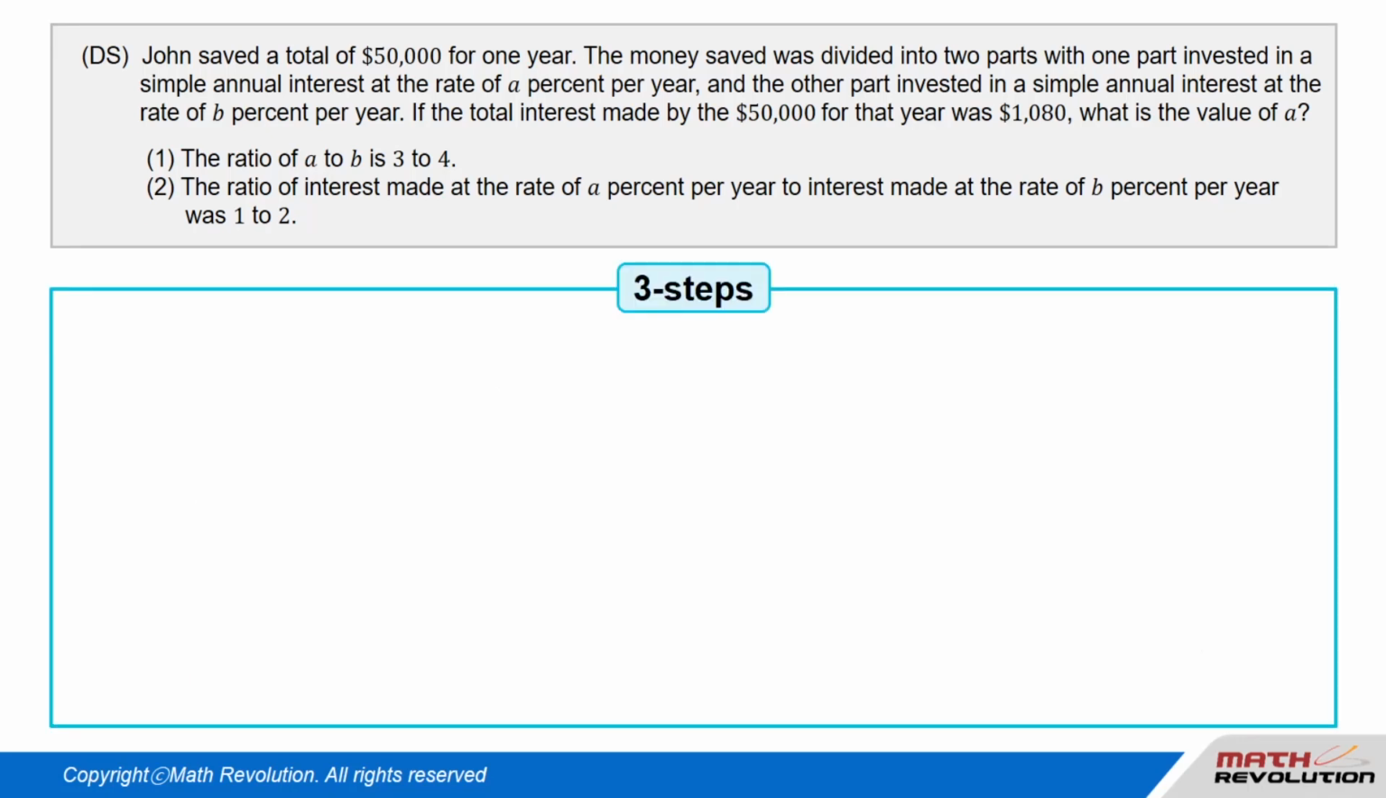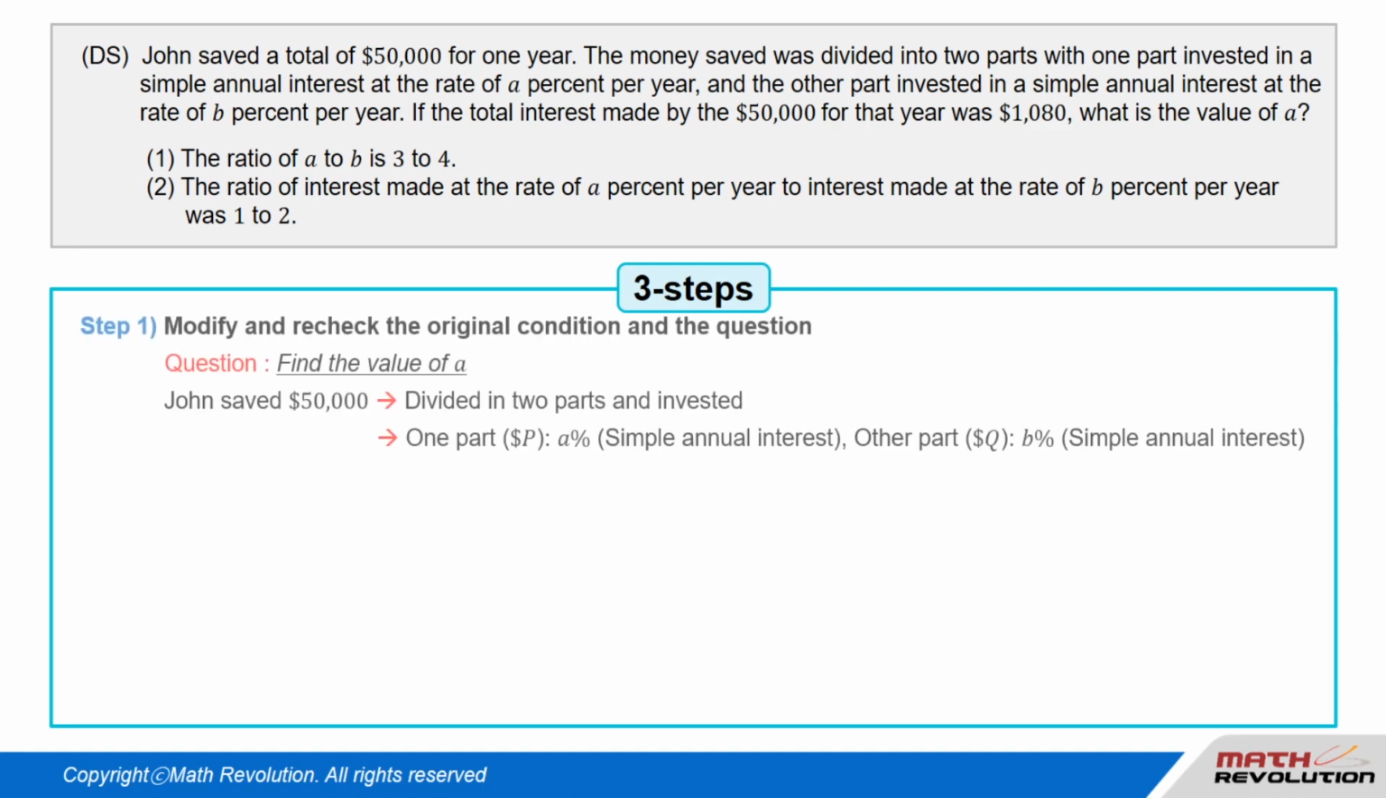Let's apply the 3 steps suggested previously. Follow the first step of the variable approach by modifying and rechecking the original condition and the question. We have to find the value of A if the money saved, $50,000, was divided into 2 parts, with one part invested in a simple annual interest at the rate of A% per year, and the other part invested in a simple annual interest at the rate of B% per year.